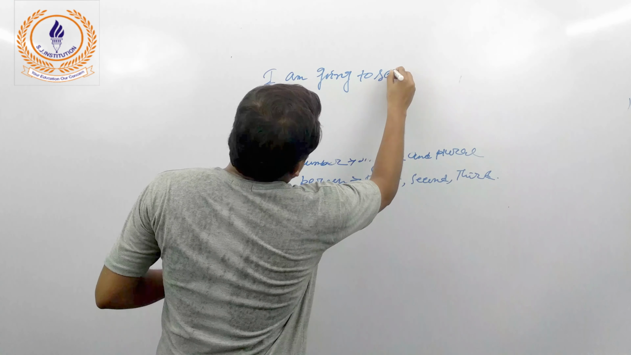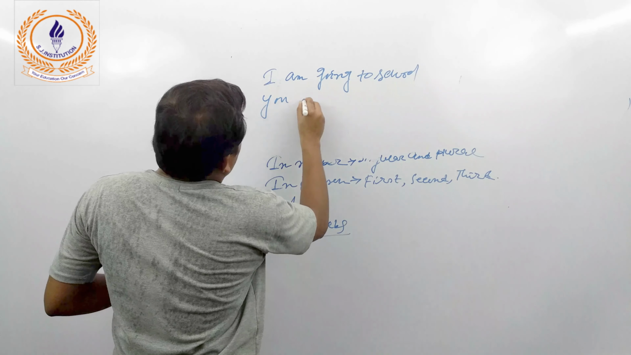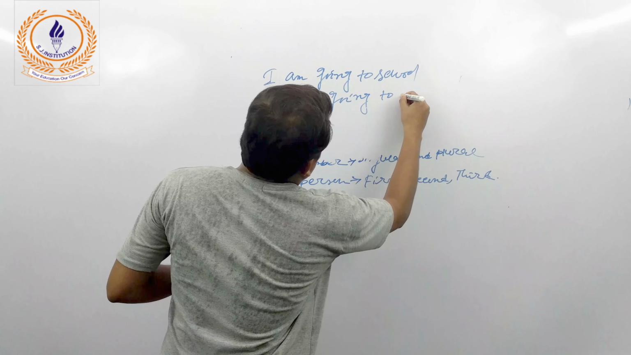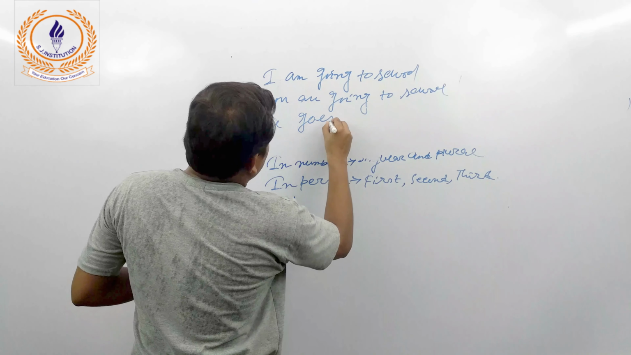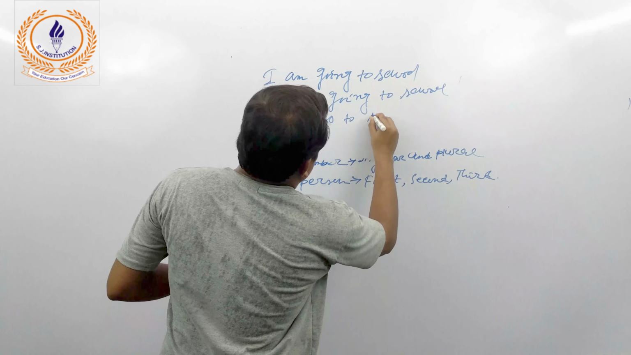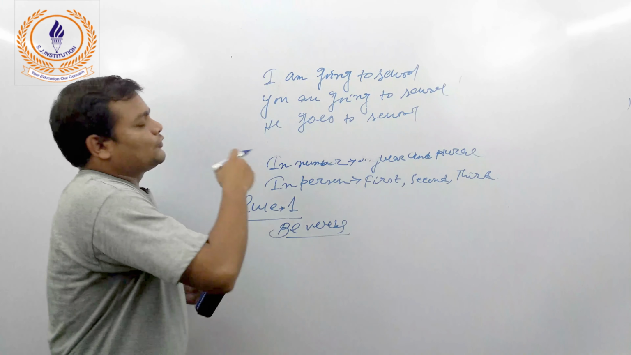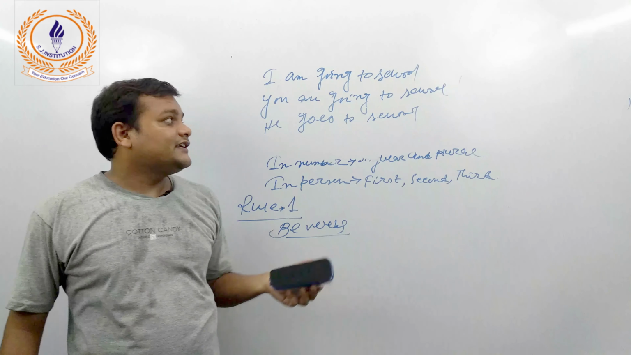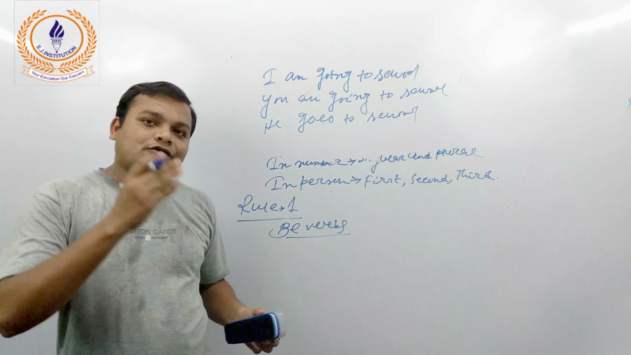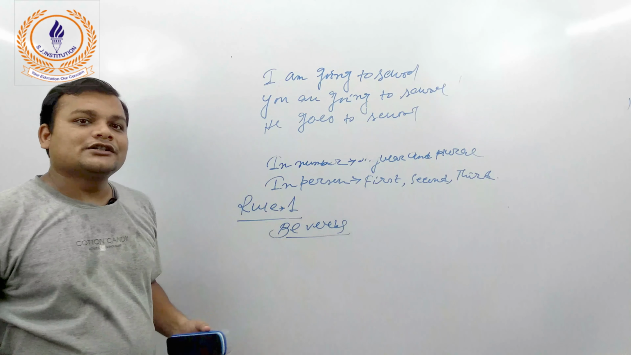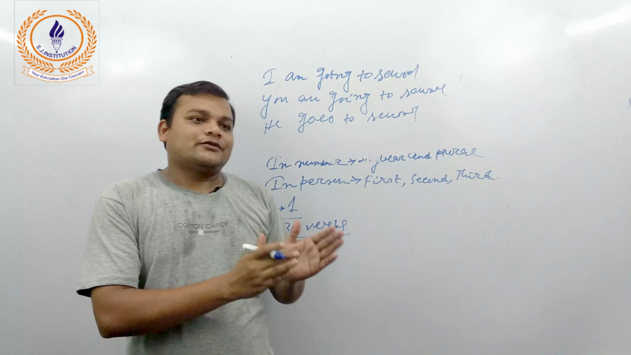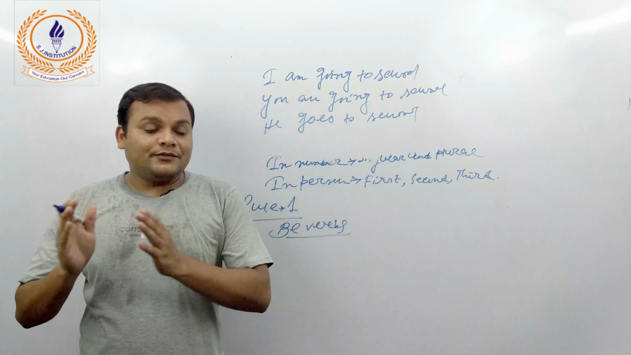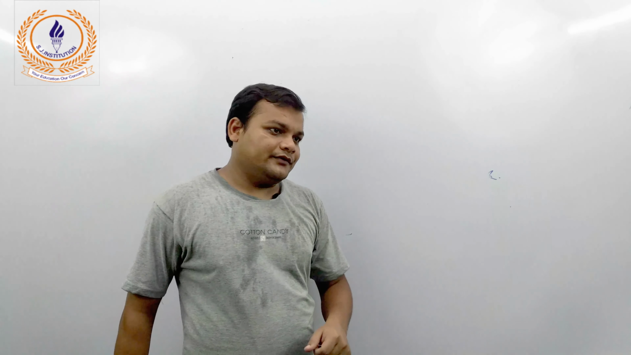I am going to school. You are going to school. He goes to school. So look at the examples and see how be verbs change according to the number and person of the subject. So you must remember the basic concept: verb must be singular when the subject is singular, and verb must be plural when the subjects are plural. But there are some exceptions to the rule 1.